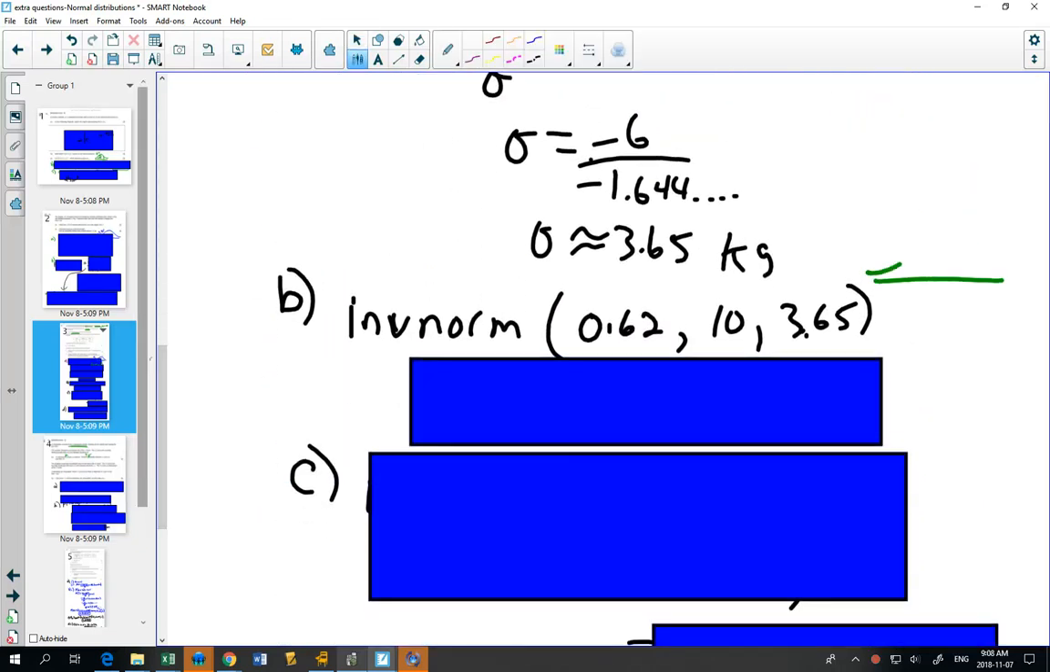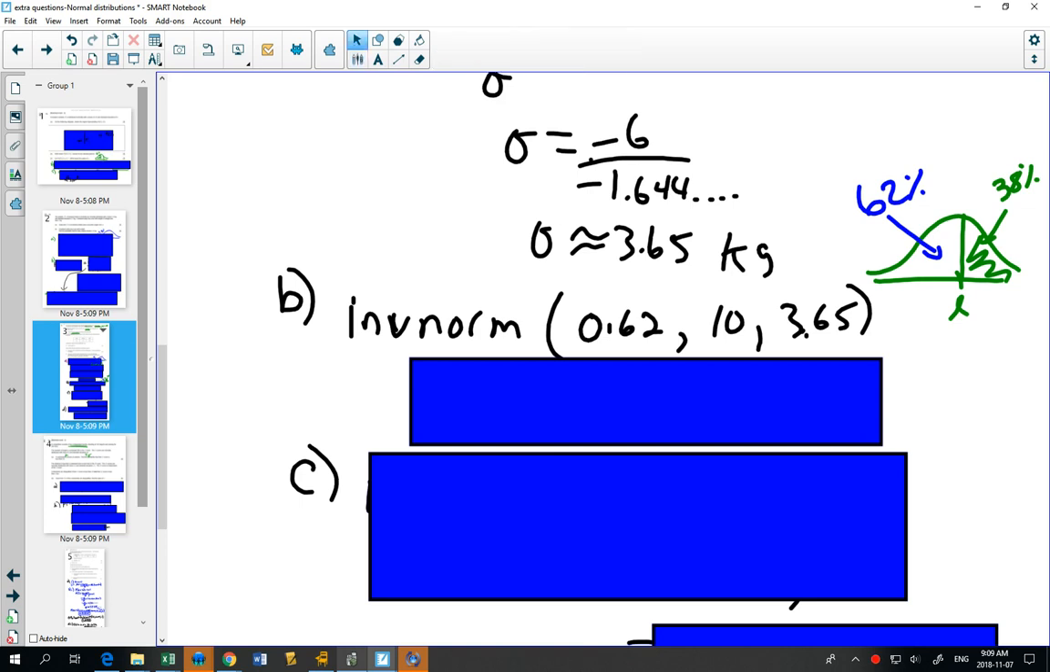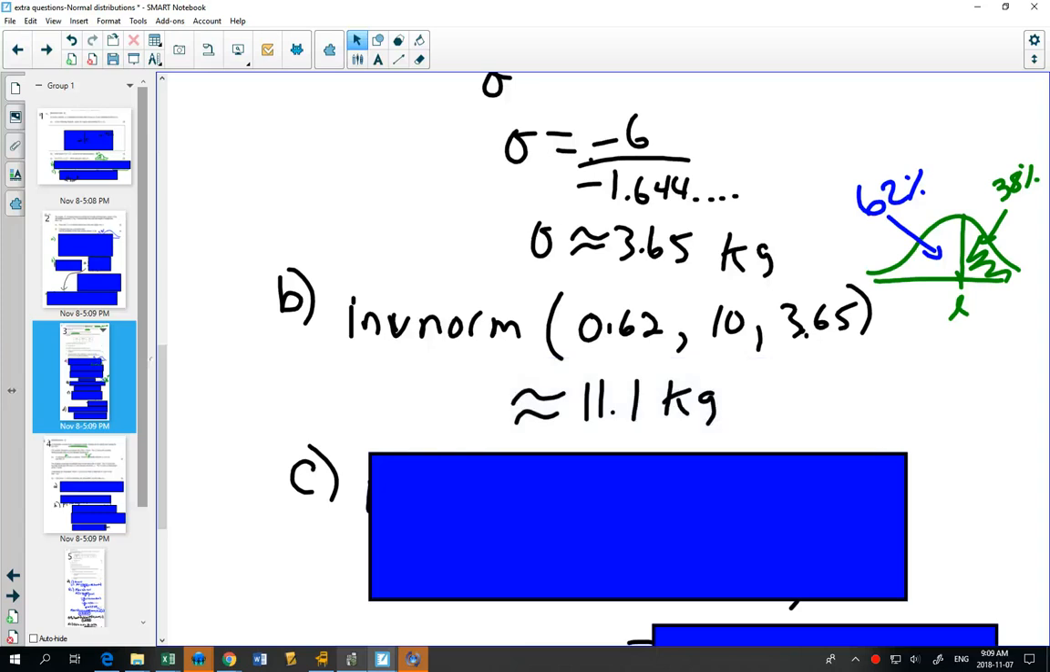Right, so if we draw a little picture of this, large is right here. I'm going to use L. This is 38%. An inverse norm always calculates a score from the left. And so if this is 38%, this open spot here is 62%. And so inverse norm comes from the left. We would use 0.62. And that is a big watermelon, 11 kilograms.